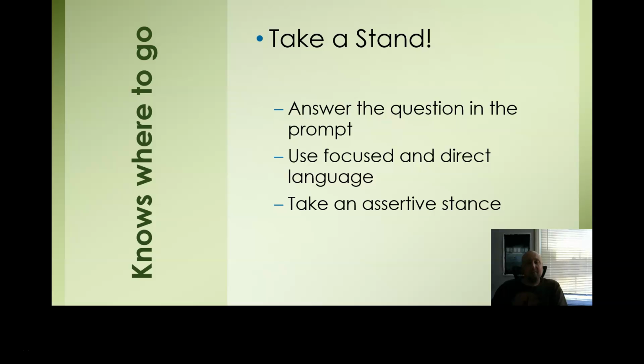Okay, now that we have our advice and parallel structure, it's time to take a stand. This is the part of your thesis statement that establishes your argument. Often you can establish that argument by answering the question in the prompt, by using focused and direct language, and by taking an assertive stance. So the question in our prompt asked, what should students do to be more successful? Okay, so with that in mind, you want to answer that question as directly as possible.